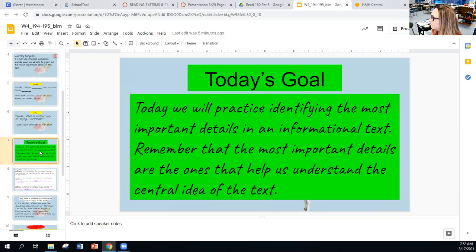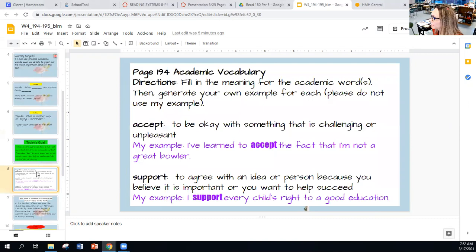Today's goal: today we will practice identifying the most important details in an informational text. Remember that the most important details are the ones that help us understand the central idea of the text. So make sure I have your definitions for the two words. I did example sentences. You may not use mine, come up with your own, but please use mine to help you brainstorm your own.